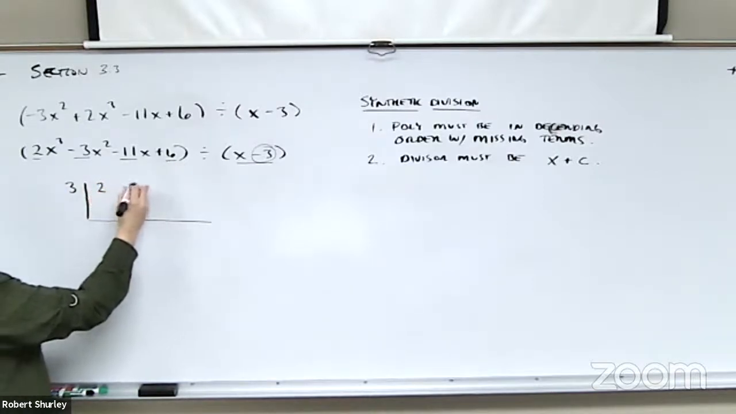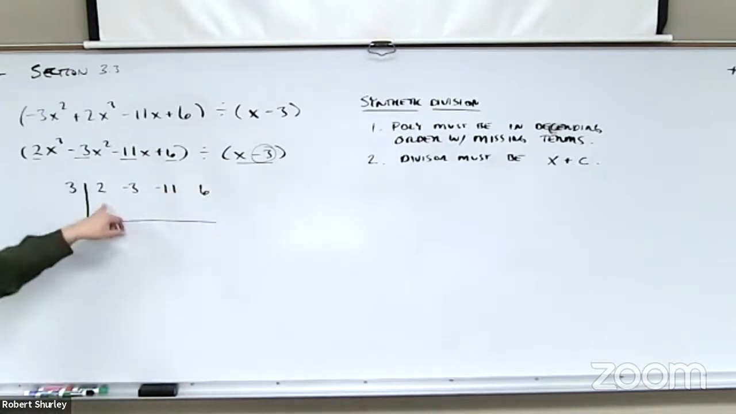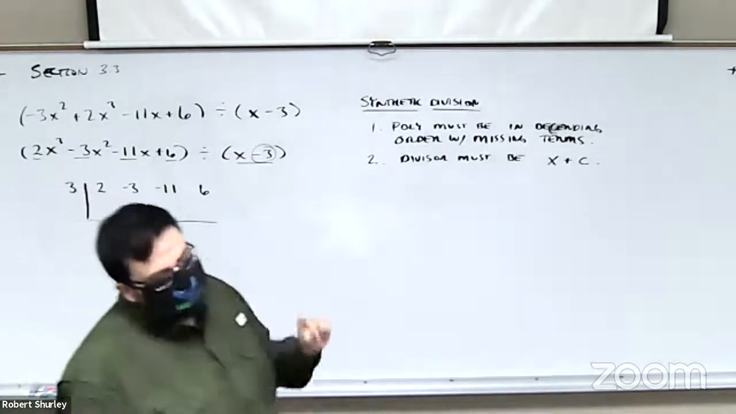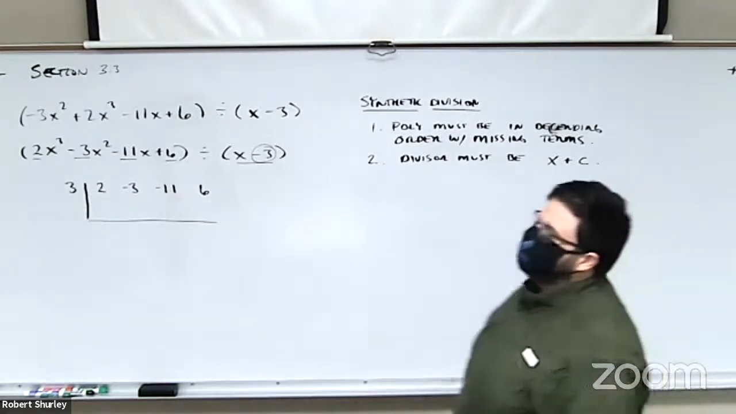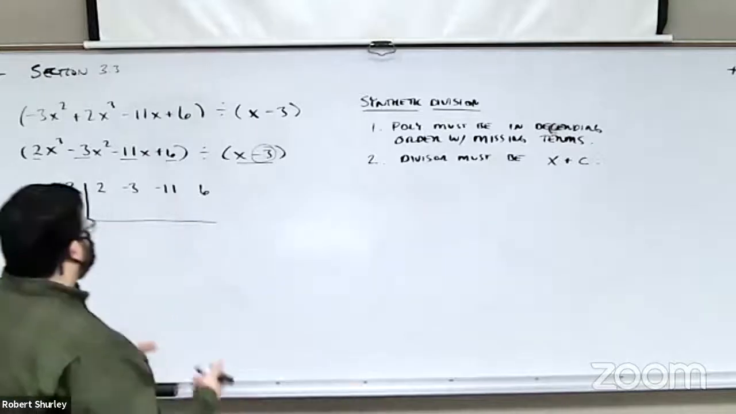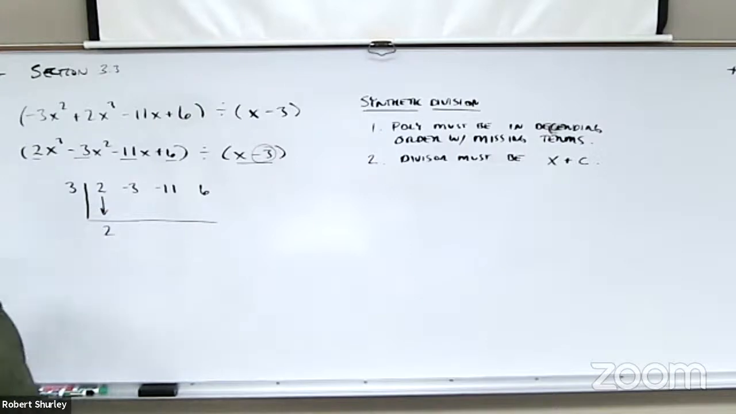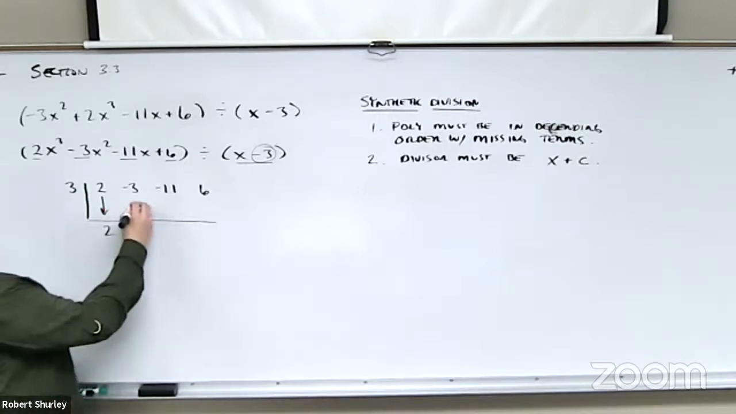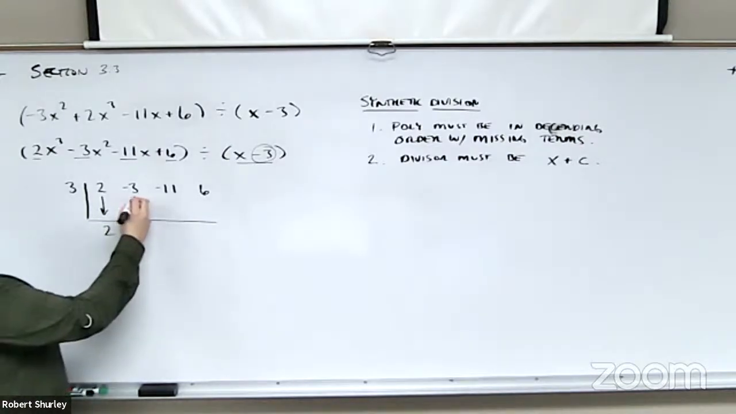So 2, -3, -11, and 6. Okay? 2, -3, -11, and 6. So if we set this up properly, it takes 2 seconds to divide it. So here's the flow of synthetic division. The first thing you do is you bring down the very first coefficient under the line. If a number goes under this line, you multiply it by this potential 0. 2 times 3, 6. And I put it right here. Okay? And then you add vertically.